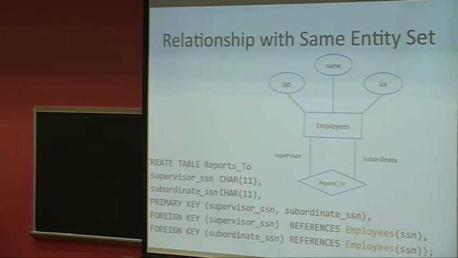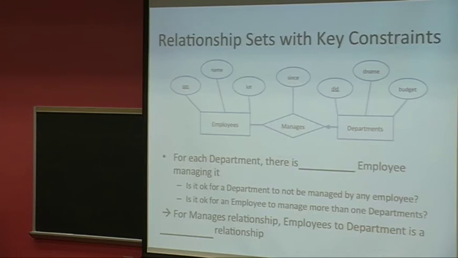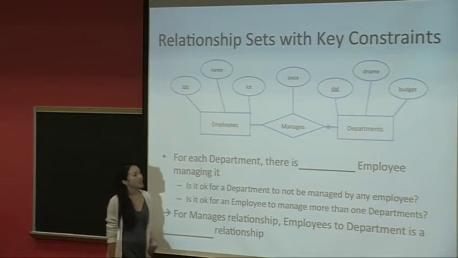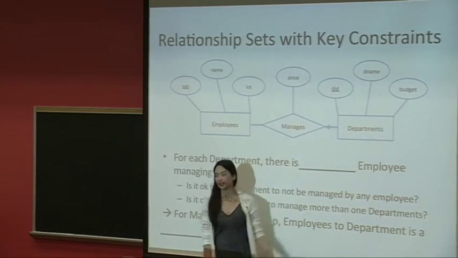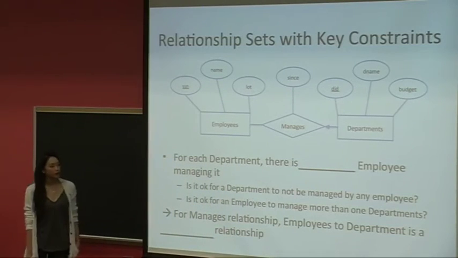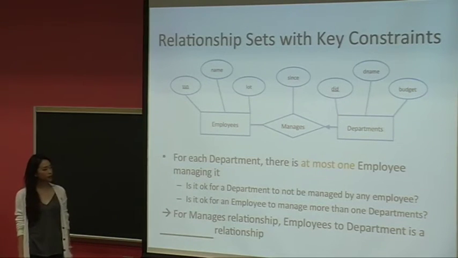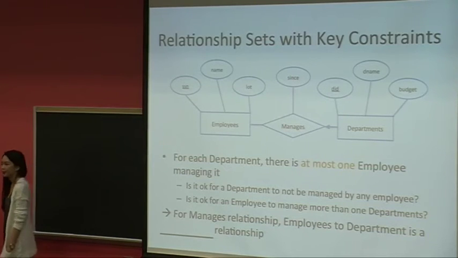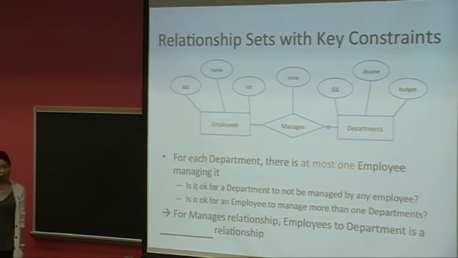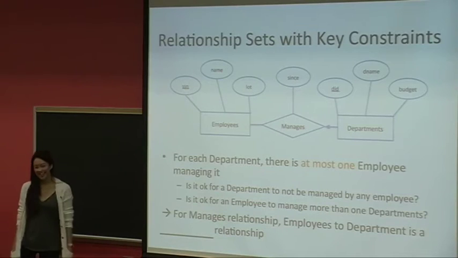So far we have not yet considered any kind of constraints. So let's take a look when we actually have some constraints. Let's review a little bit. This is not a thick line, and it's an arrow. So we will say, for each department, there is what employee managing it? At most one, right? So, is it okay for a department to not be managed by any employee? Yeah. And is it okay for an employee to manage more than one department? Yeah, it's a yes.